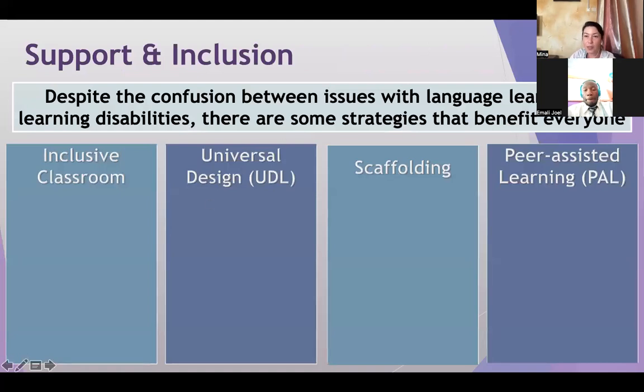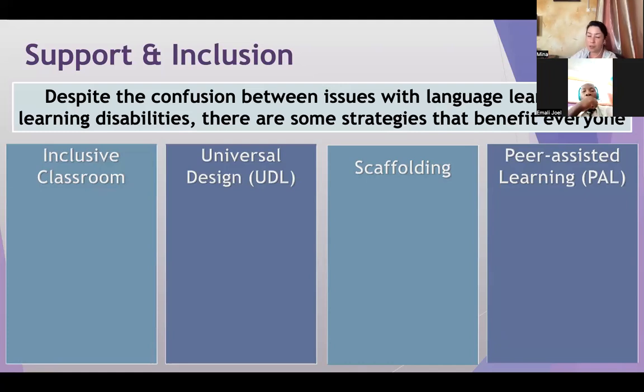So now looking at support and inclusion, because ultimately, we want these students to learn, we want them to be successful. And also it may not be up to us. Inclusive classroom is the ideal because it has many benefits, but also an inclusive classroom is often kind of an economic necessity. Many school systems are not set up to have separate learning.